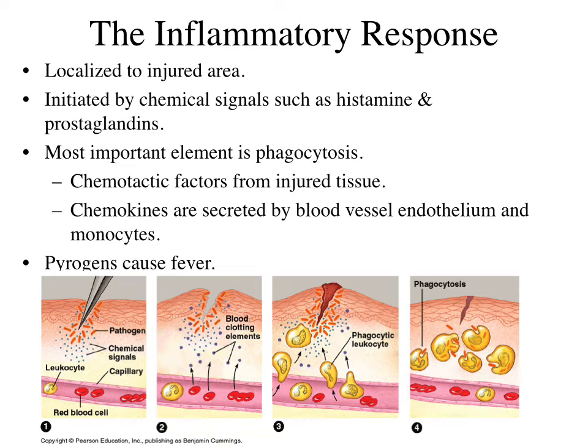The body can also mount a systemic nonspecific response to severe tissue injury or infection. Chemotactic chemicals stimulate the release of more neutrophils from bone marrow. The number of leukocytes in the blood can increase several-fold within a few hours of infection. Pyrogens are released by leukocytes and set the body's thermostat higher. Therefore, you get a fever. Fever can facilitate phagocytosis and speed up body reactions. So within certain limits, fever is actually a good thing in response to an infection.